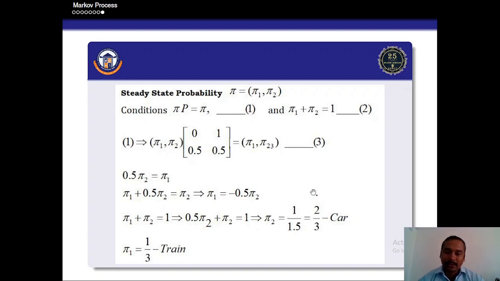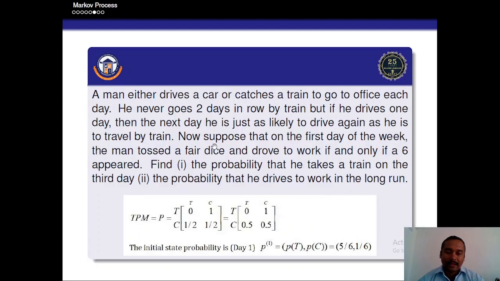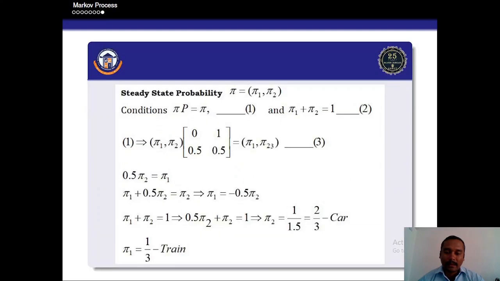So if you follow this manner, the probability of a person choosing the train to go to the office is 1 by 3, and the probability of choosing the car is 2 by 3.